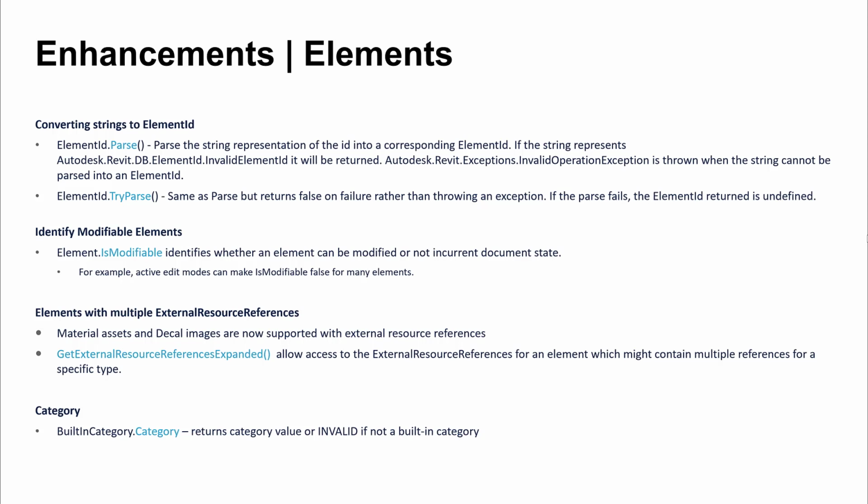And then we've also got elements with multiple external resource references. So we now support material assets and decal images through external references. So this is really powerful functionality because it actually allows material assets and decal images to work with Desktop Connector and our docs software. So you can actually start to use those as references and store them in the cloud. And then we've also got the ability to identify whether a category is actually built in or not.